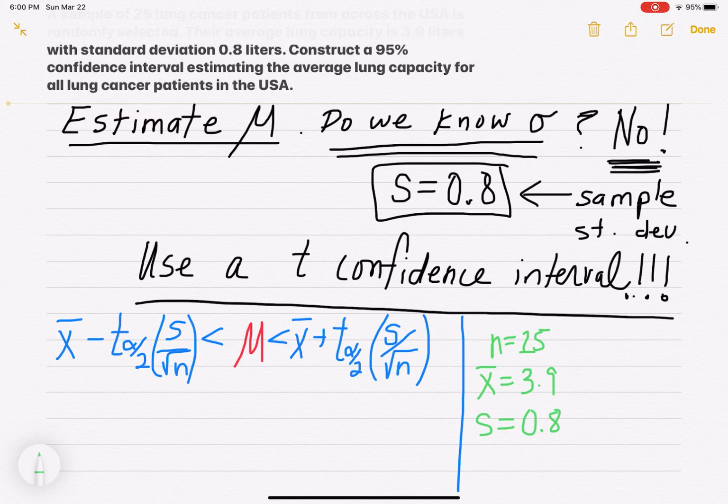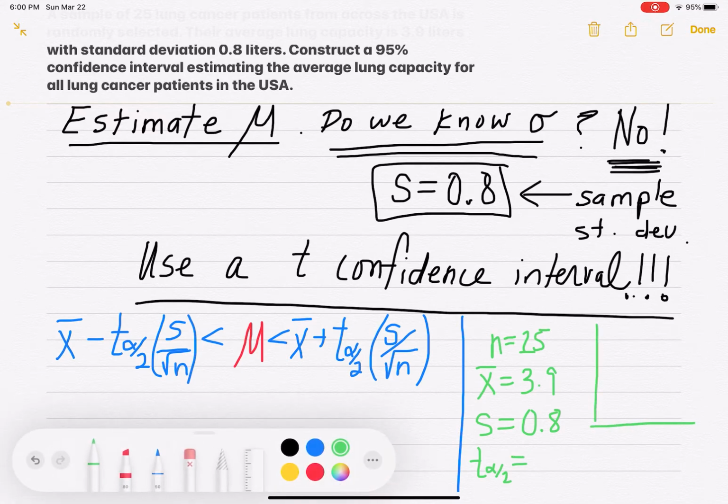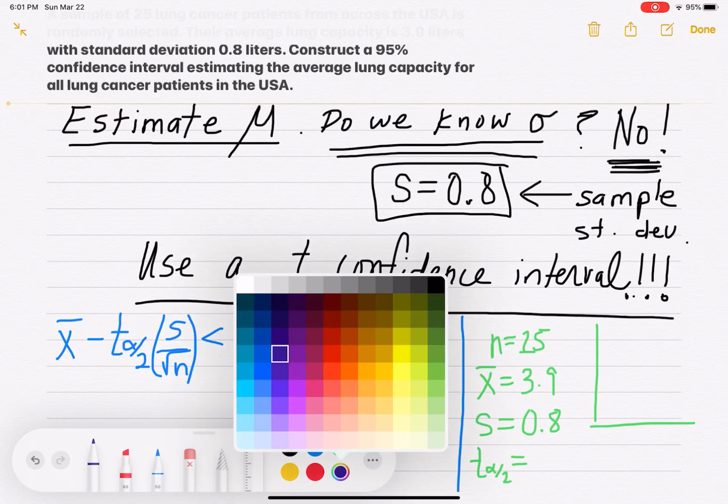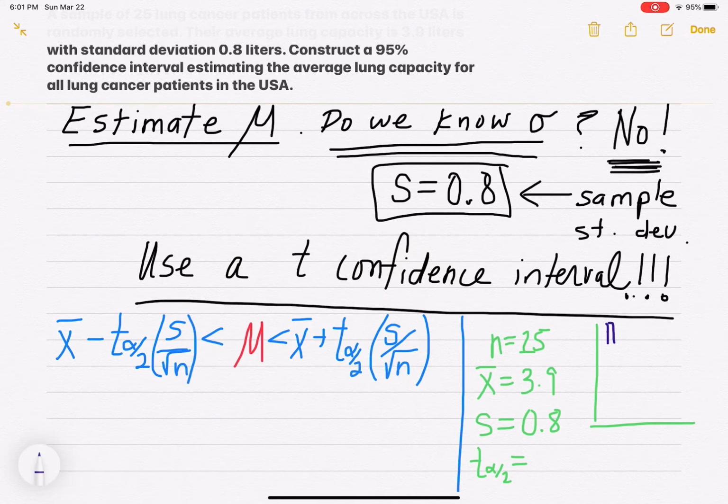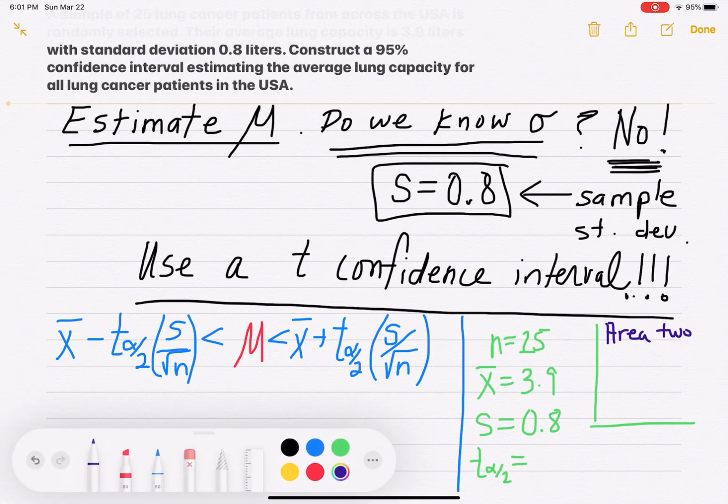And now we got to find T alpha over 2. This is called the critical T value. So there's a little work in finding the critical T value. To find the critical T value, first of all, you need the area in 2 tails. What color am I going to put that in? I'll do it in the purple. Area in two tails.